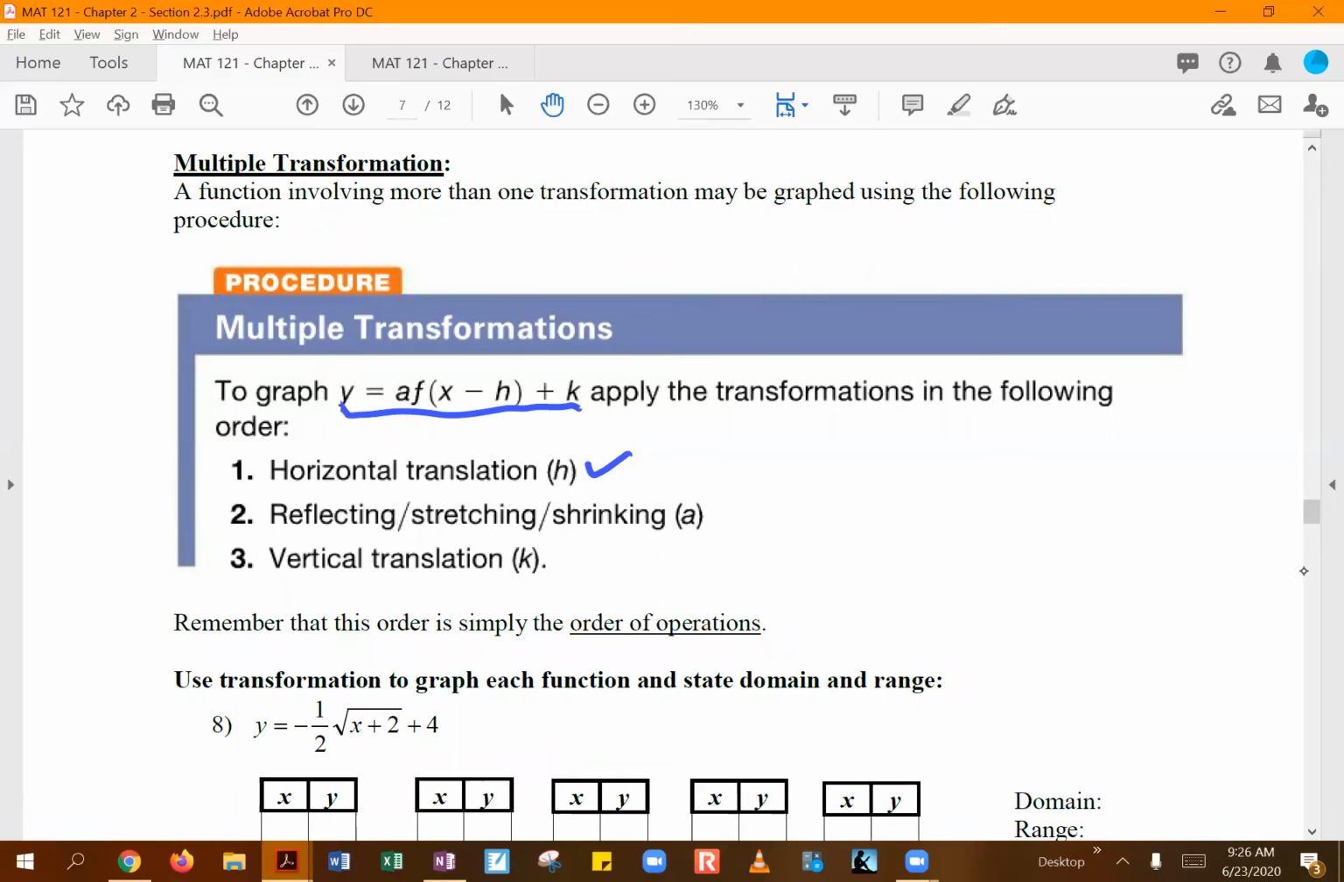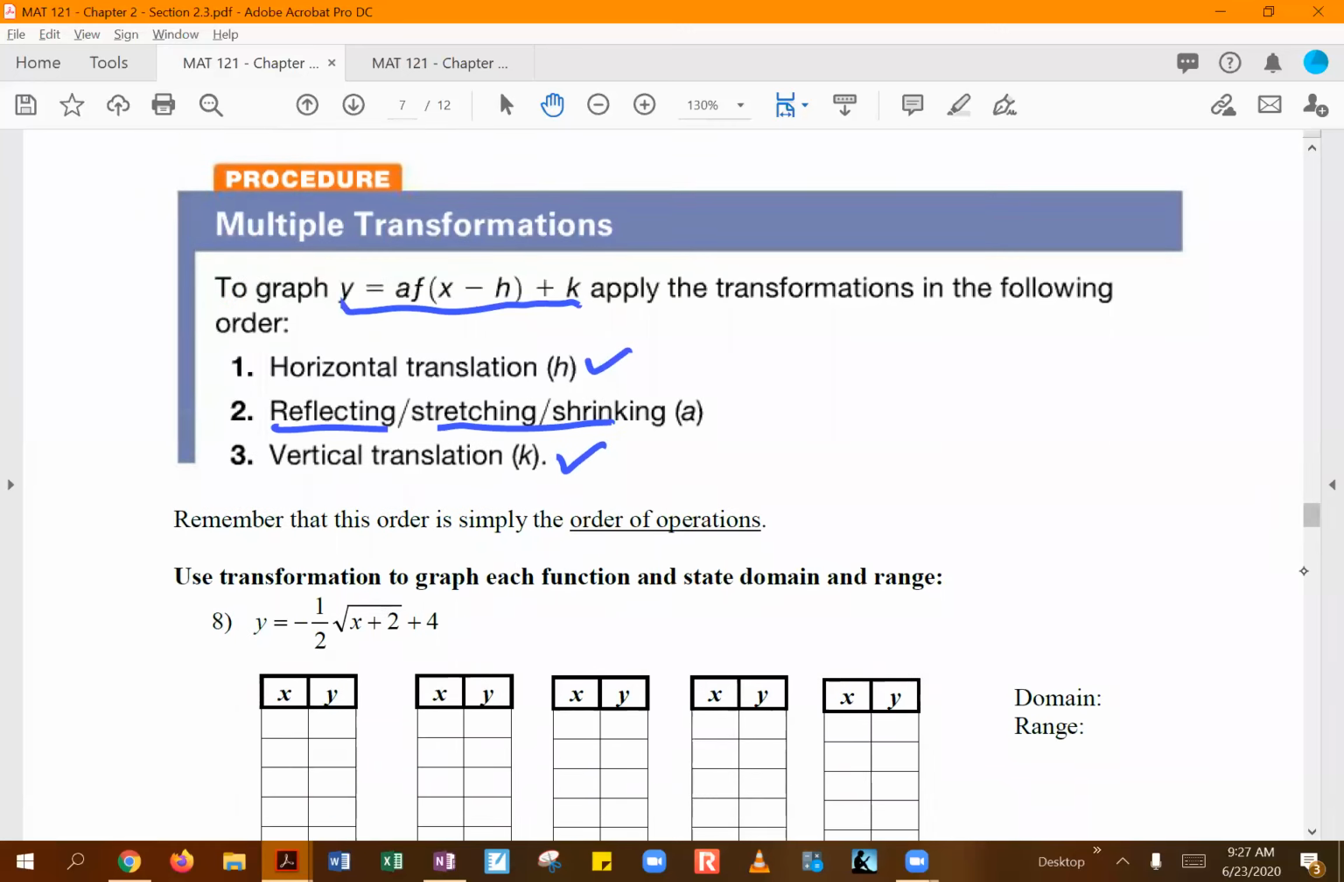Obviously, in the same function, you cannot have both the stretching and the shrinking happening. So basically, you can do your reflection and then one of these as your next step. So horizontal translation, then reflection, stretching, or shrinking. And the very last translation we do is going to be your vertical translation. So that is always going to be the last one. So horizontal first, vertical last, and then basically your reflection and stretching, shrinking in the middle.